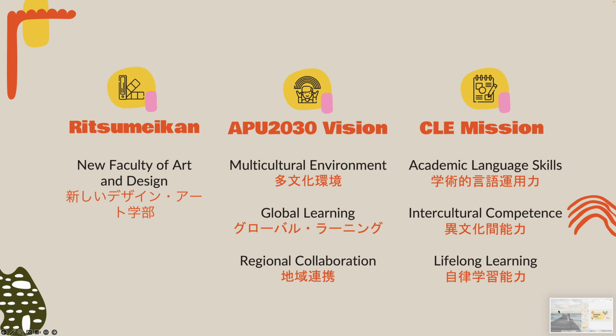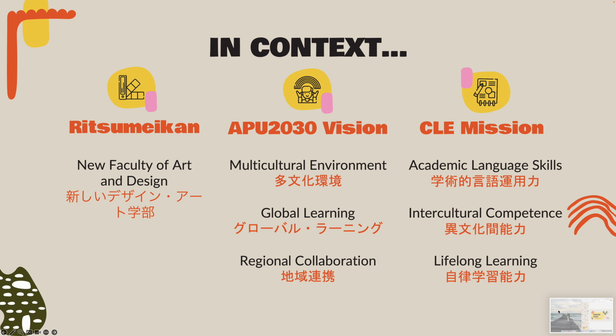But I also want to consider where art fits in the wider context of Ritsumeikan, APU, and the APU Centre for Language Education. With Ritsumeikan developing a new faculty of art and design, I think opportunities for this kind of hybrid art-language approach are becoming more relevant. Within APU's 2030 vision, this focus on multiculturalism and global learning, art allows students to connect with different cultures and different identities.